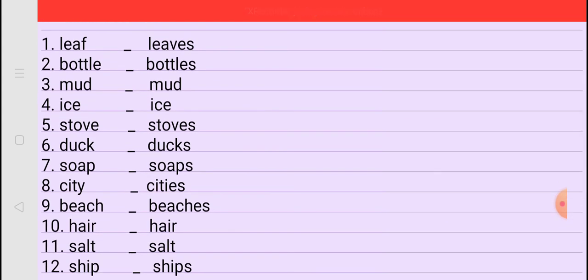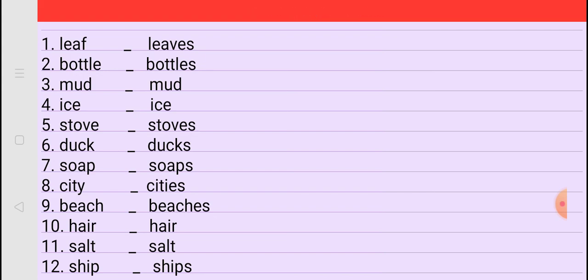Number 2, bottle. To change it to plural form, s will be included: bottles. Mud, it is uncountable, right? So you all know uncountable, liquids, water, gas, all these things are uncountable nouns. So the term mud will be the same. The same way, ice will be the same, ice. If it is about cubes, ice cubes, if you are speaking in that sense, it is countable. So we will include cubes. Yes. Now it is ice. Question number 4. So the answer will be ice.